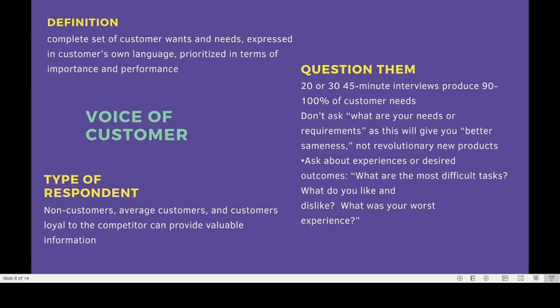So let's move towards what is voice of customer, VOC. So actually VOC is defined as a complete set of customer wants and needs. So it's expressed in the language of the customer, organized in the way how the customer thinks, how the customer uses and interacts with the product, and then prioritized by the customer in terms of the importance and the performance of the product. So basically, it's actually the own language of the customer.